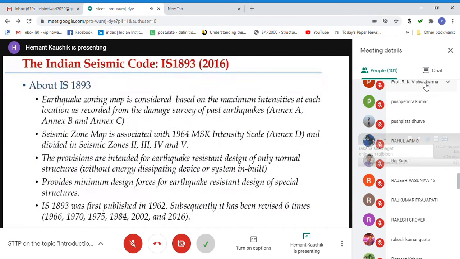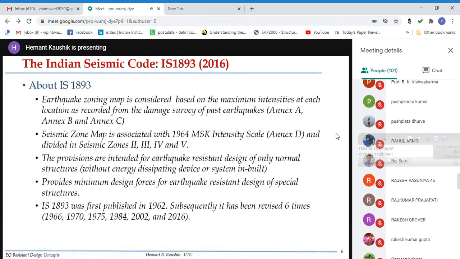So let us see, in order to understand the design philosophy more, what this IS 1893 is and how we actually developed that code. Now, the most interesting aspect here is the seismic zonation map, because it tells you which region falls under how much seismic hazard. So the earthquake zoning map was developed considering the maximum intensities at each location.